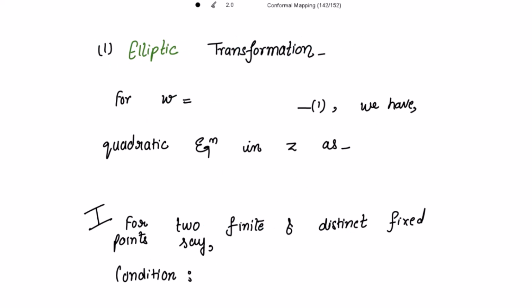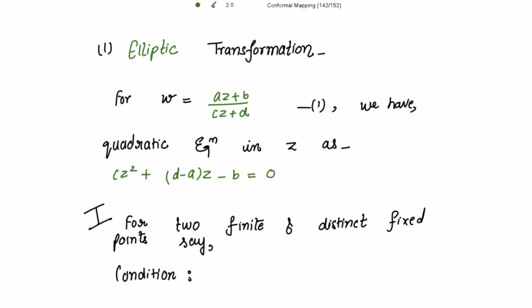Now let's start with the elliptical transformation. So for the elliptical transformation, for w is equal to the original transformation az plus b over cz plus d, please mark this as 1. We have the quadratic equation in z as cz square plus d minus a into z minus b is equal to 0. So for the transformations, we are going to discuss two cases about the fixed points. The first case, when the two fixed points are finite, and the second case, when one fixed point is finite and the other is at infinity.